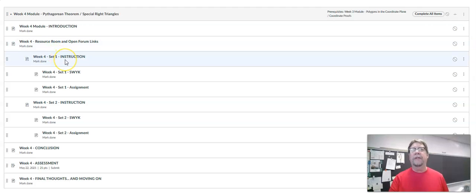Our first instruction this time is on the Pythagorean theorem. You've used the Pythagorean theorem. You probably know the Pythagorean theorem. I could ask you to name it right now and you'd probably say a squared plus b squared equals c squared. You'll learn quickly about what Pythagorean triples are.